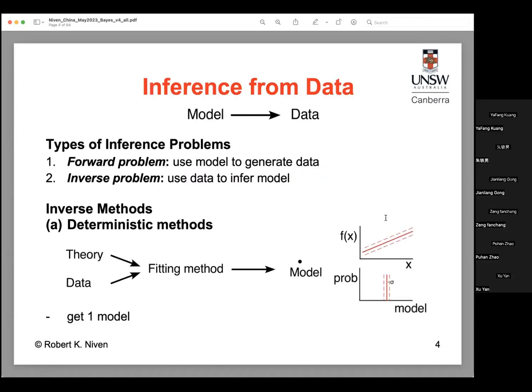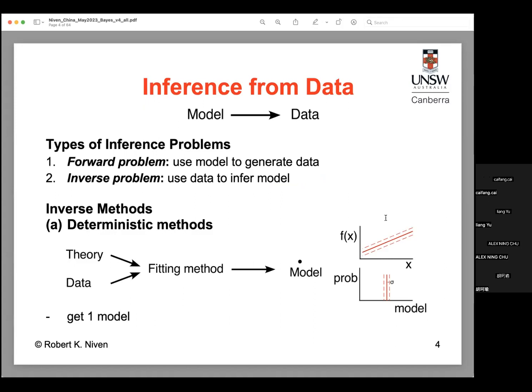So first of all, why Bayes? If you look at this slide here, we have a situation where we have some kind of physical model which is generating data. There are two types of inference problems. The forward problem is we're using the model to generate the data, and generally that's a trivial exercise. But there's also an inverse problem, as we call it, to use the data to infer the model that is generating the data. And this is generally much harder.